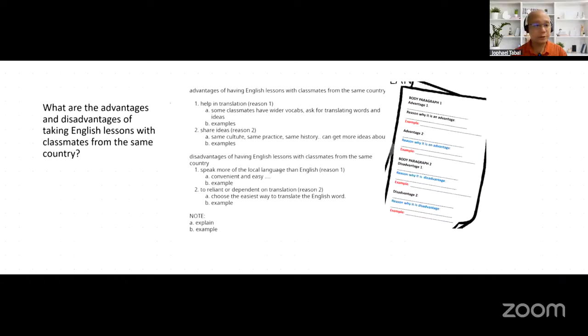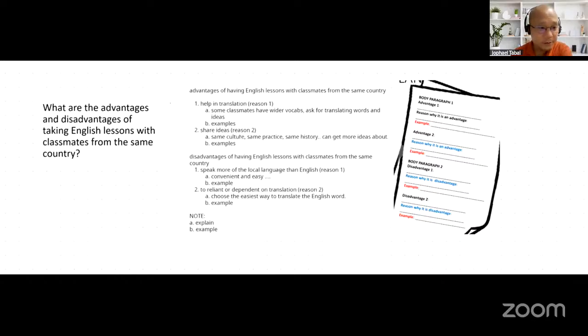So I want you to plan. First here we have the advantages of having English lessons with classmates from the same country. The first advantage is it can help you in translation. And number two, share ideas. However, the disadvantages or the bad things when you study with friends or students coming from the same country is that you speak more of the local language, so you don't use English too often. So that's a problem. And number two is you have the tendency to be dependent on translation, to always translate the word.